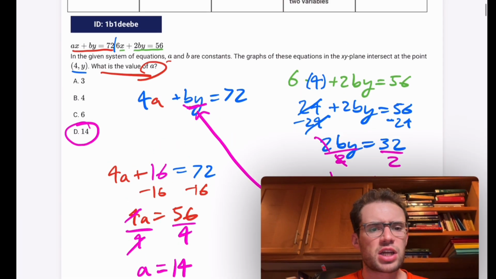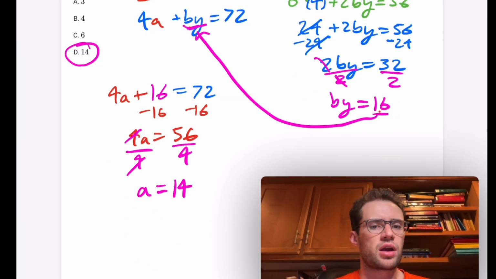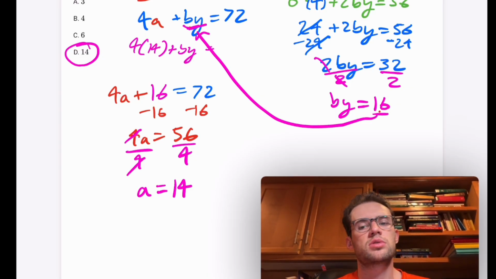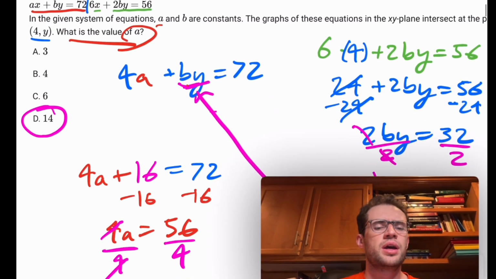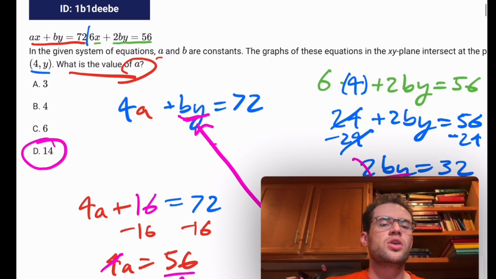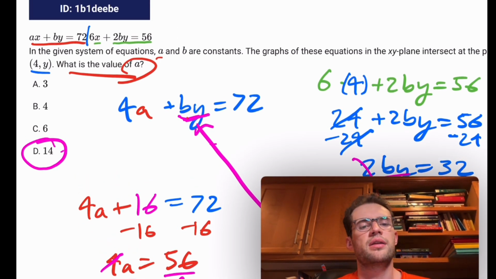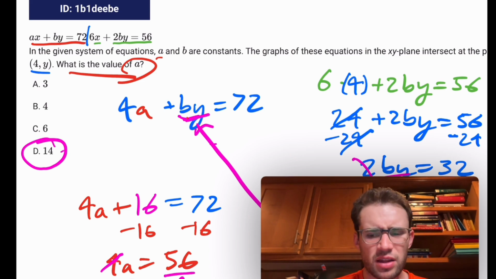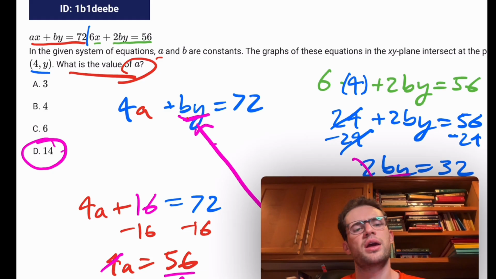You could try to check this one. If you plug in that a value over here, 4 times 14 plus by, and then use that to solve for what by is equal to. And I guess this one would be a little bit tougher to check. You could plug your a value back into the equations and see if you could figure out what y is. But I think the fact that you have b times y, it doesn't really matter, as long as you're confident that you did the algebra right.